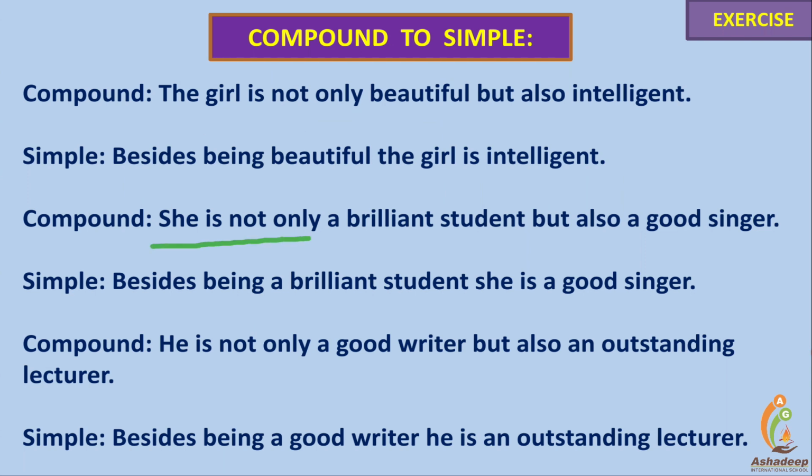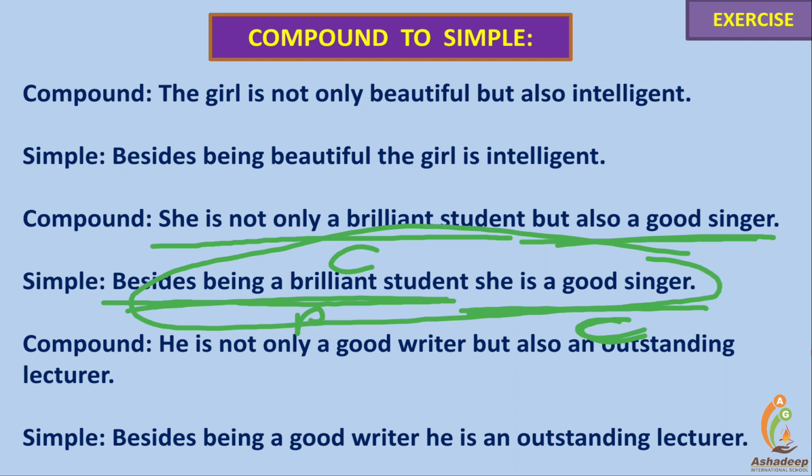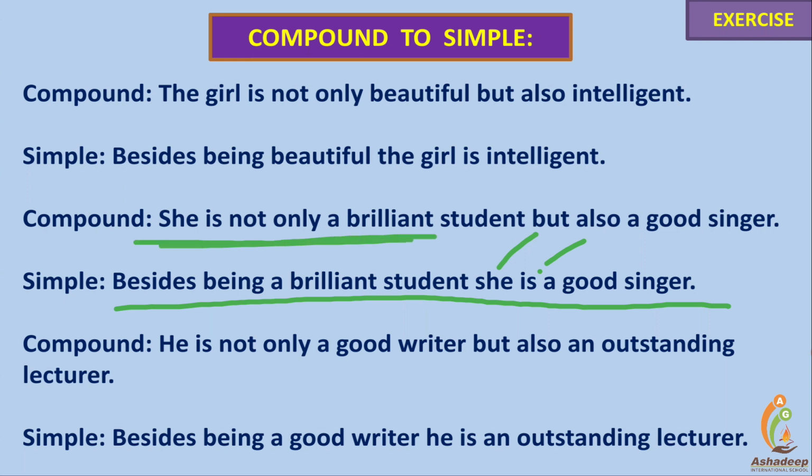She is not only a brilliant student but also a good singer. Besides being a brilliant student, phrase. From clause, it is a phrase. Besides being a brilliant student, she is a good singer. It's a clause. And overall, it's a simple sentence, because the whole sentence has only a single subject and finite verb, while these had two different types of sentences, each having a subject and finite verb.